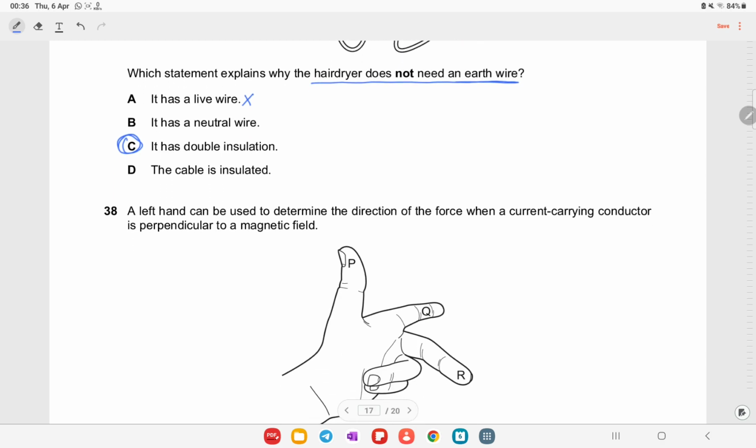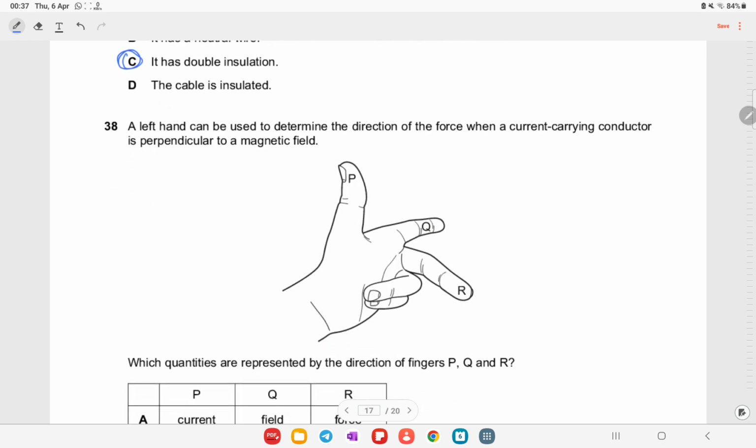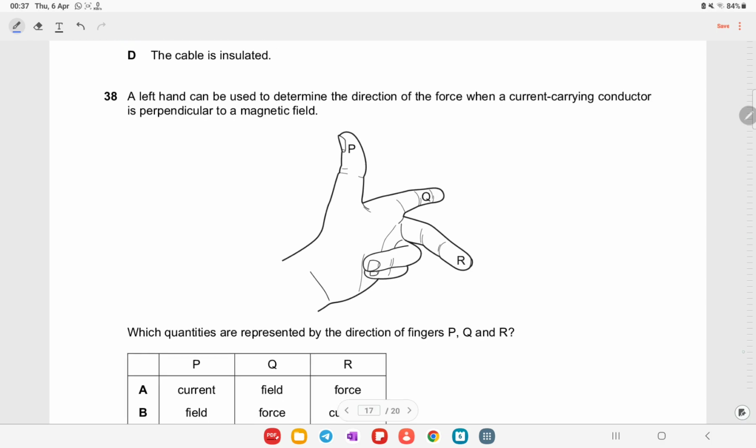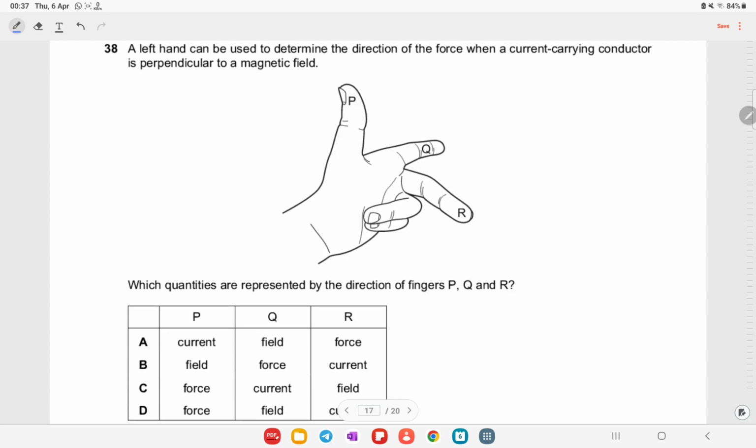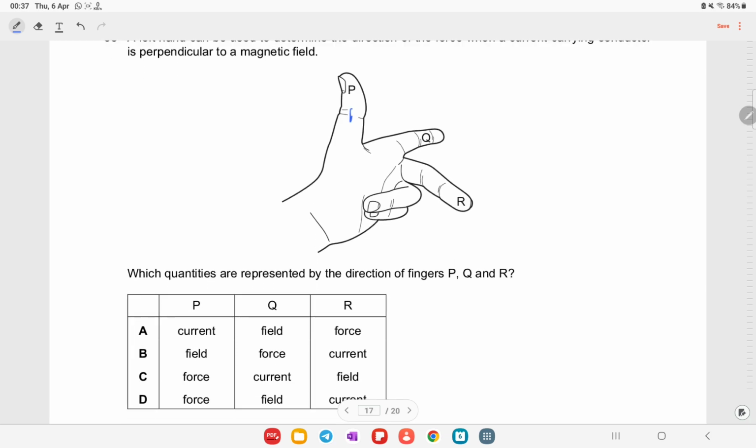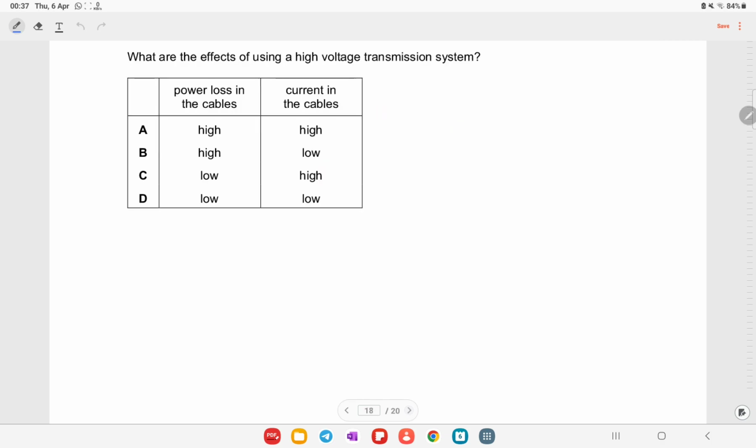Okay, the left hand can be used to determine the direction of the force when the current carrying conductor is perpendicular to the magnetic field. Which quantities are represented by the direction of the fingers P, Q, R? So you guys can do these things: it's father, mother, and child. Father is your force, M is for magnetic field, and C is for your current. So it's going to be father, mother, child, and this is going to be this one. Option D is going to be your right answer.